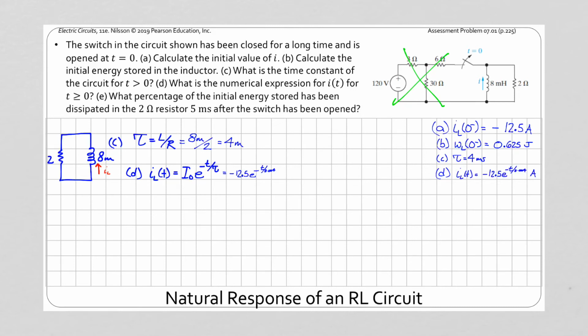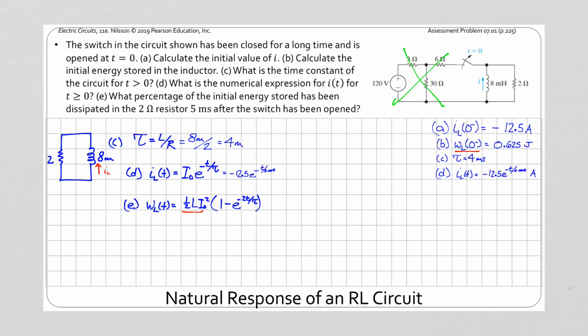And then finally, we're asked about the energy that's stored in the inductor and how much of that's been dissipated by that 2 ohm resistor. So we found an equation for the energy dissipated by a resistor connected to a discharging inductor, and this is that equation. So we know the initial value stored in the inductor. That's this amount right there. And as time goes on, more and more energy is dissipated by that resistor.